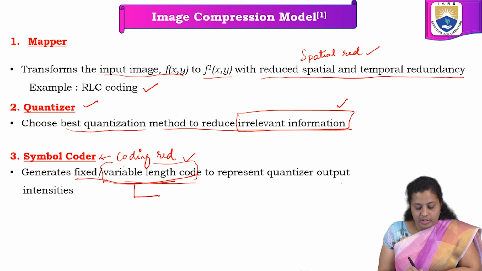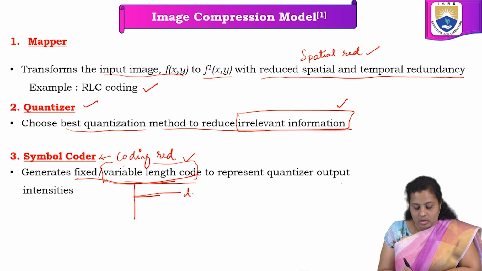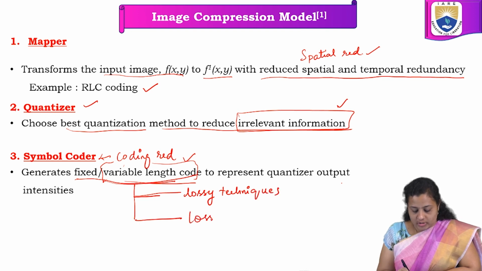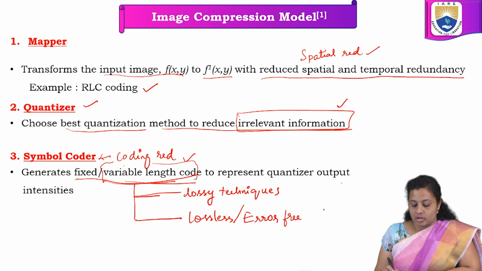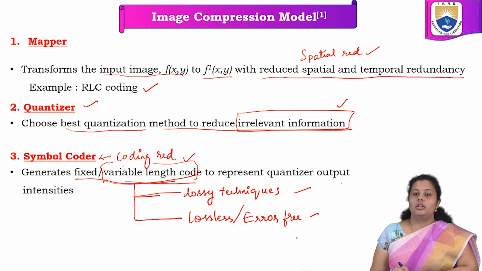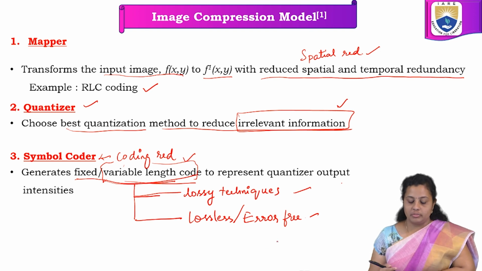The types of variable length coding techniques are lossy techniques and lossless techniques, which we can call error free compression techniques since they are lossless. We will see further what these lossy and lossless techniques are. We will also see the predictive coding techniques in our further videos.